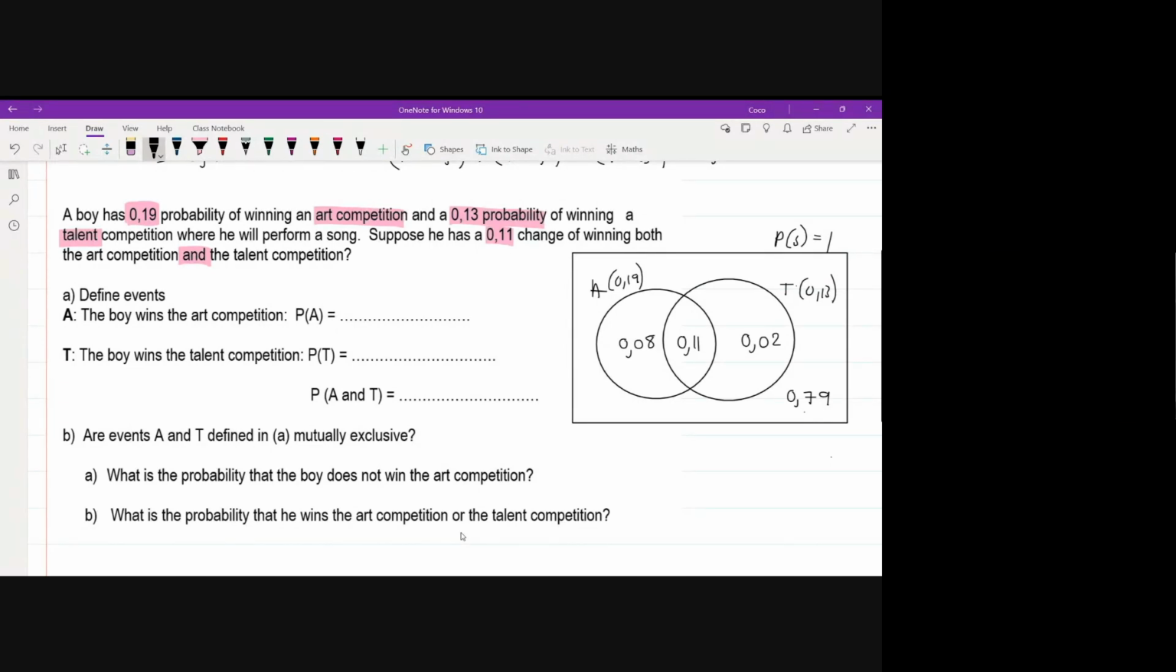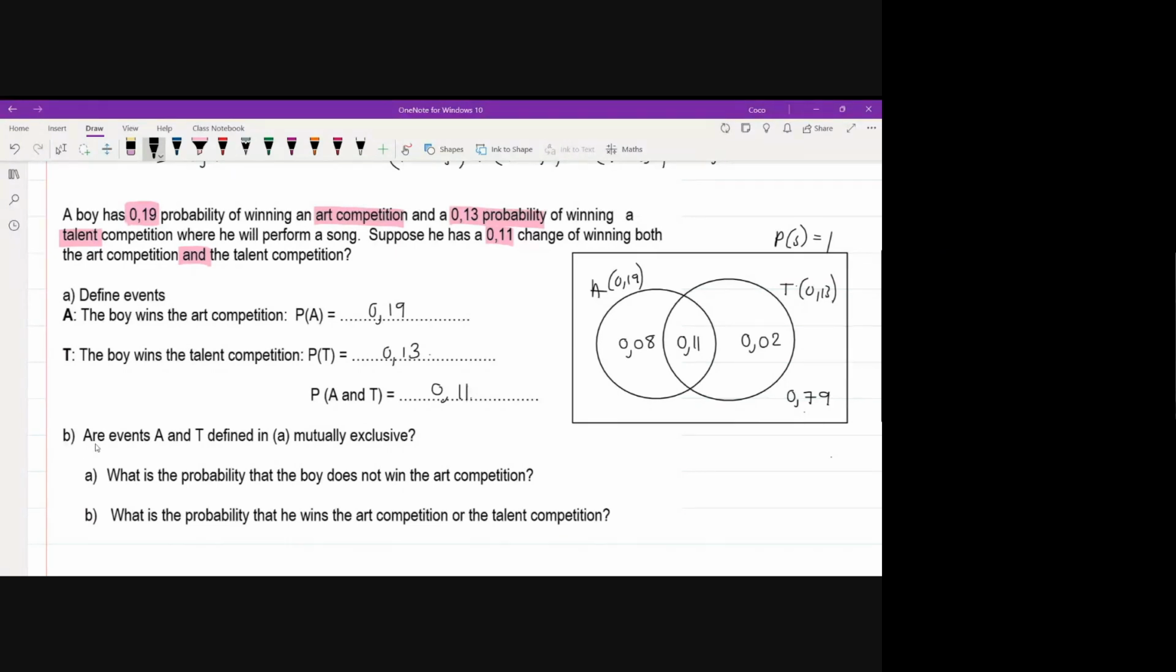Now it says, define the events. The boy wins the art competition, so the probability of A is just 0.19. The probability of winning the talent competition is just 0.13. And the probability of A and T, as we've established, is 0.11.